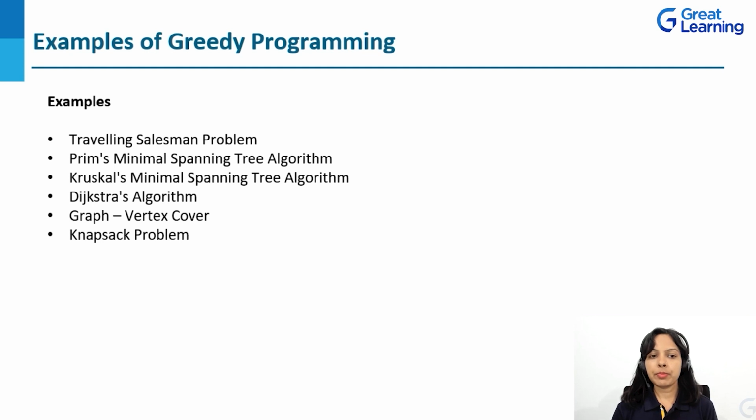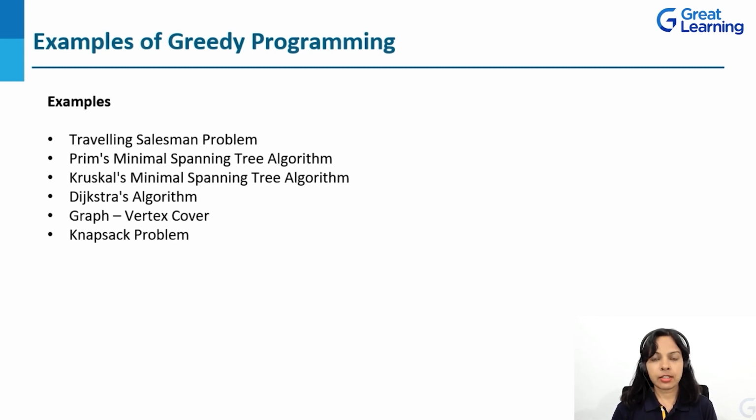Similarly, Prim's minimal spanning tree algorithm. Finding the spanning tree which has a total minimum weight is done using two approaches. One is Prim's and another one is Kruskal's. And both of these approaches follow greedy programming. The next is Dijkstra's algorithm. Dijkstra's algorithm is a single source shortest path algorithm for a graph. So in a graph, if you have to find the shortest path from one vertex to all other vertices, then we use Dijkstra's algorithm. And the basic underlying concept of this algorithm is greedy programming.